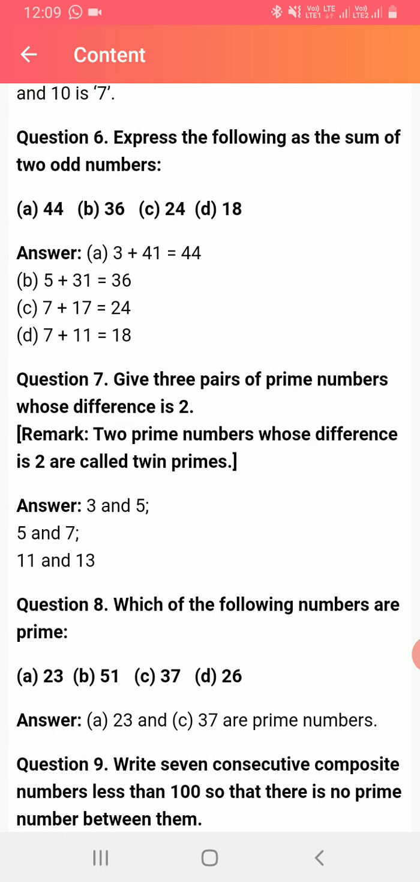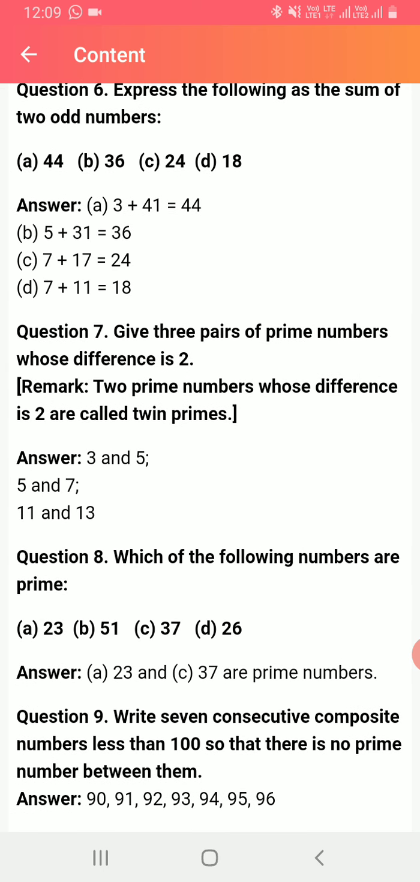Question number 7. Give 3 pairs of prime numbers whose difference is 2. So you need to find two prime numbers. Pairs means in twos. Two prime numbers, how many pairs? 3 pairs. So you should make 3 sets of numbers whose difference, meaning the subtraction, when you subtract those two numbers, what should be the result? It should be 2.